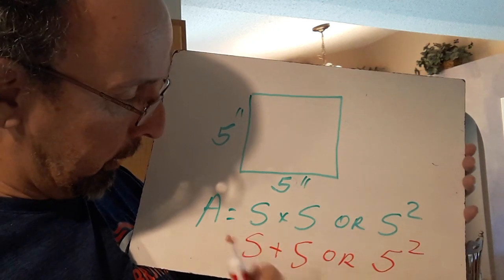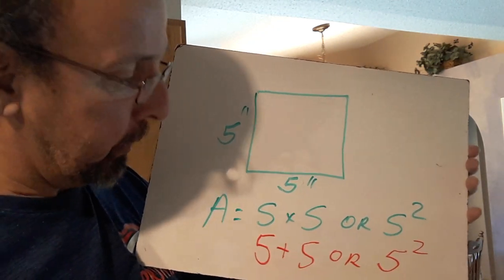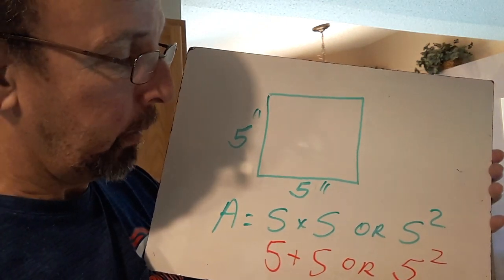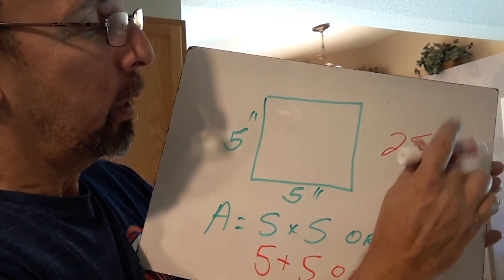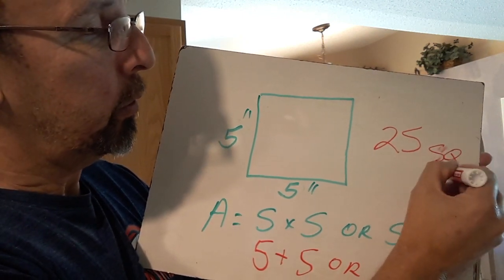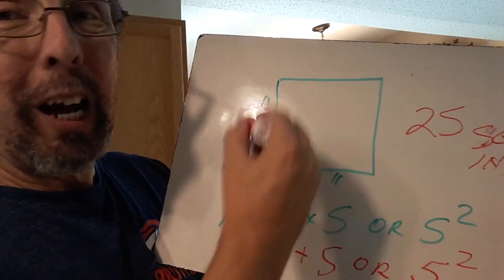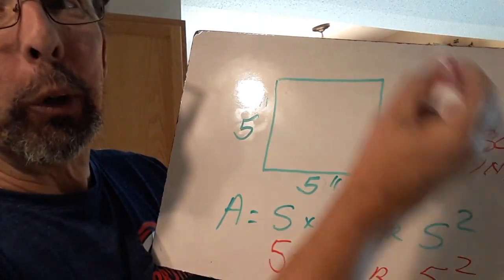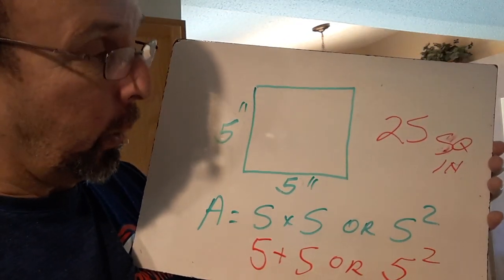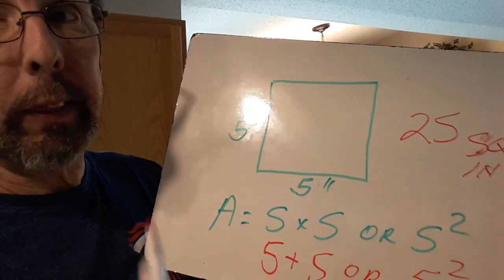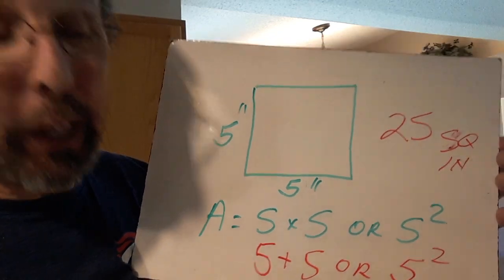My 5s look like my S's, I know. All right, there we go. That's 5 times 5, or 5 squared, right? Which is 25 square inches, feet, whatever it happens to be. It's not 4 times S. That's the perimeter. You want area, so it's side times side or side squared. These are not hard to do. You've got to use the right formula for the right application.